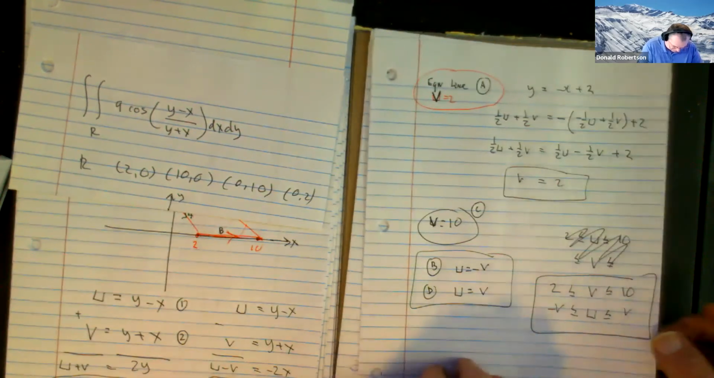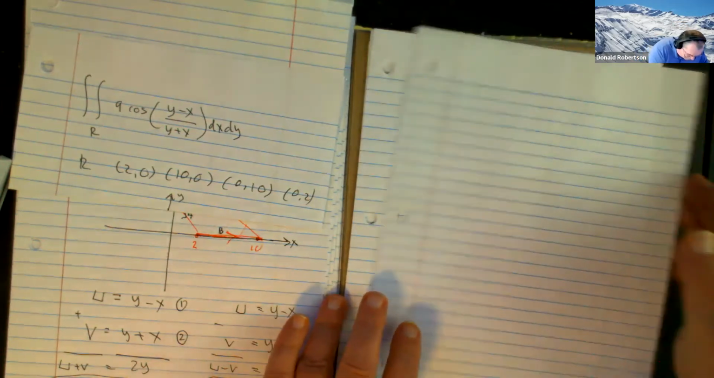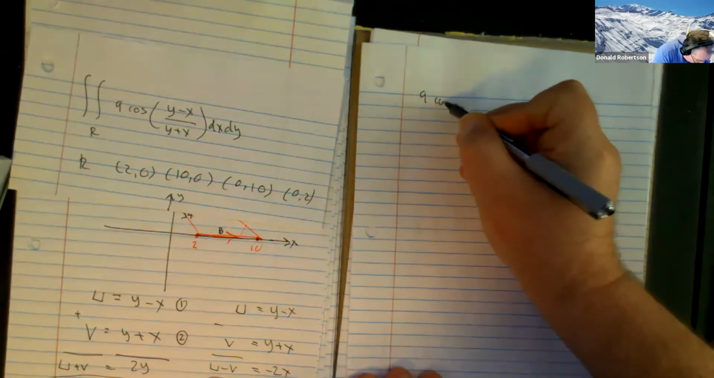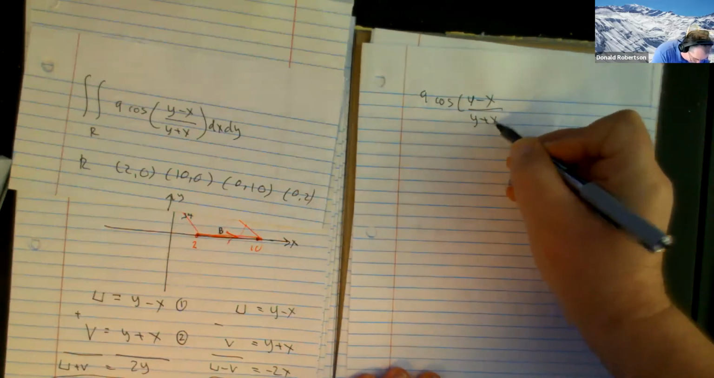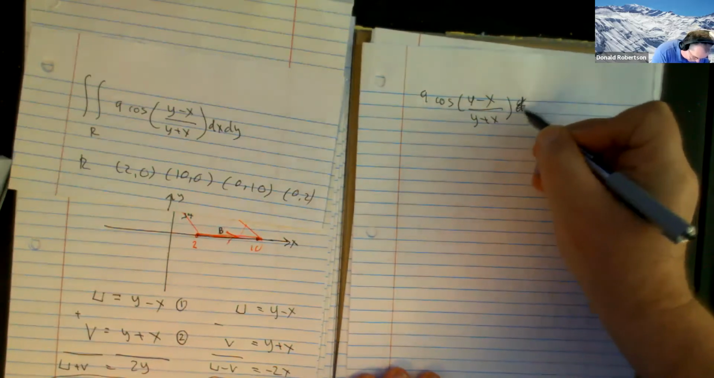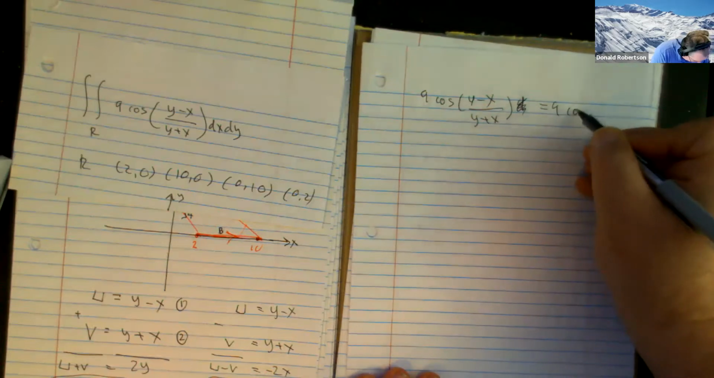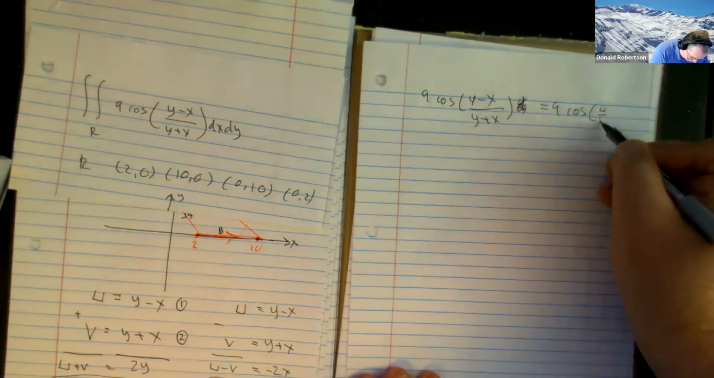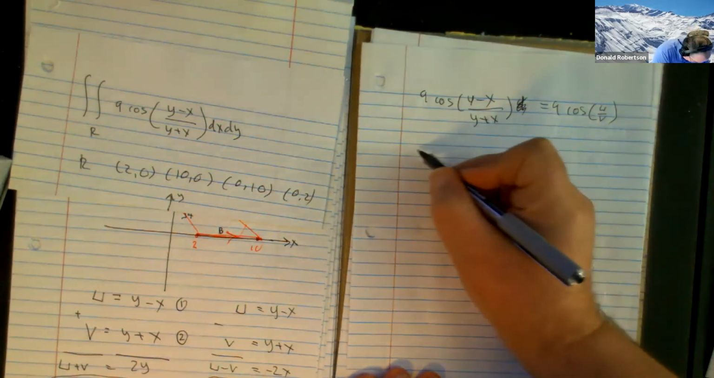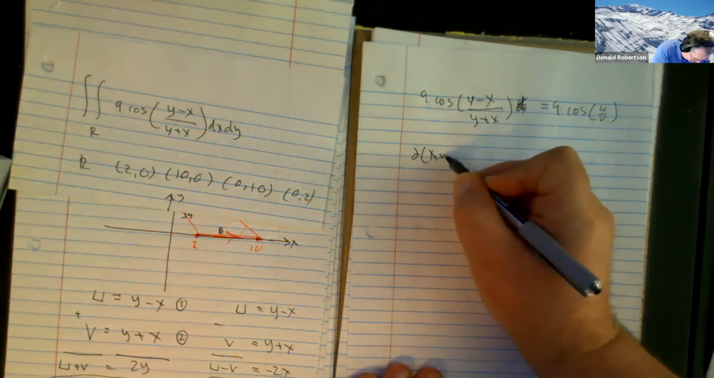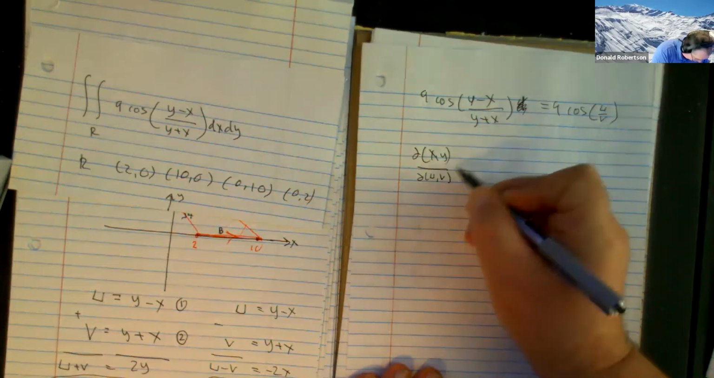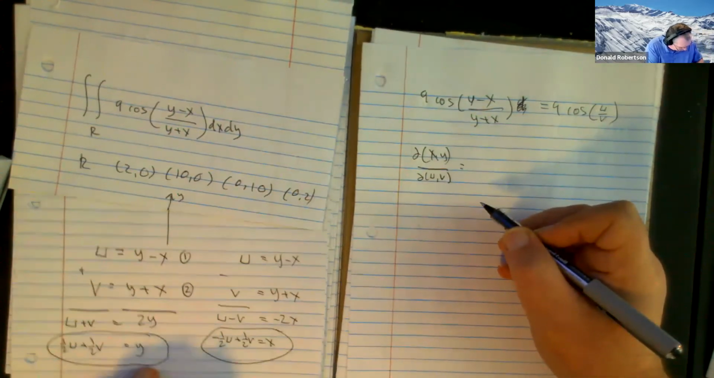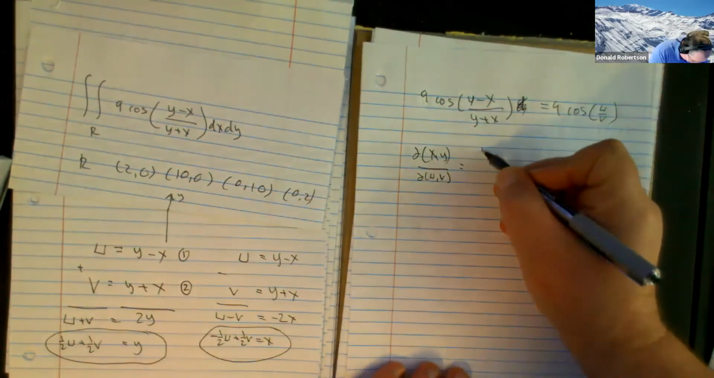I need to know what 9 cosine of y take away x over y add x is. Don't need the rest. And that's going to be 9 cosine of u over v. Okay, that's that done. I want to find what the Jacobian is. Well, since I've already spent all the hard work doing this, I might as well use it.